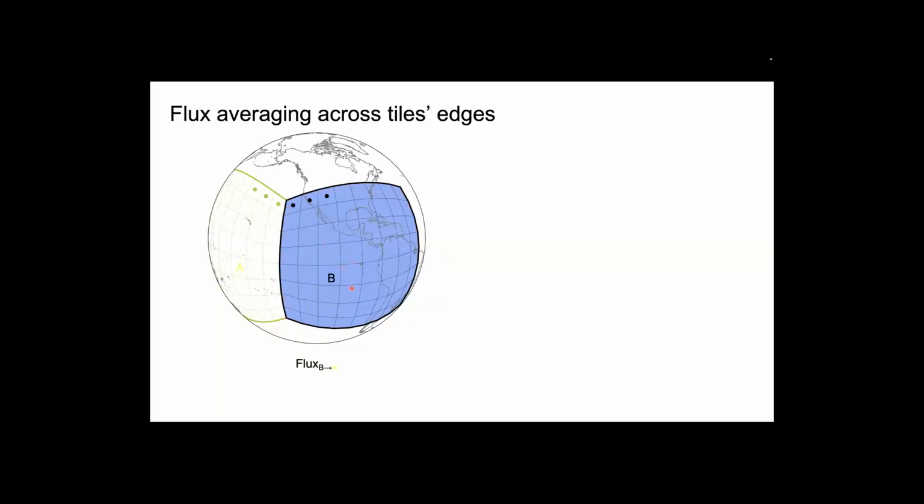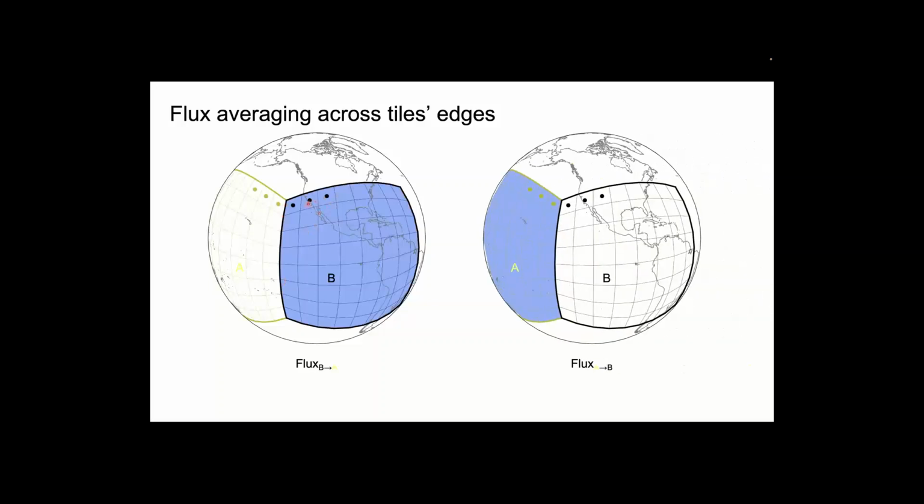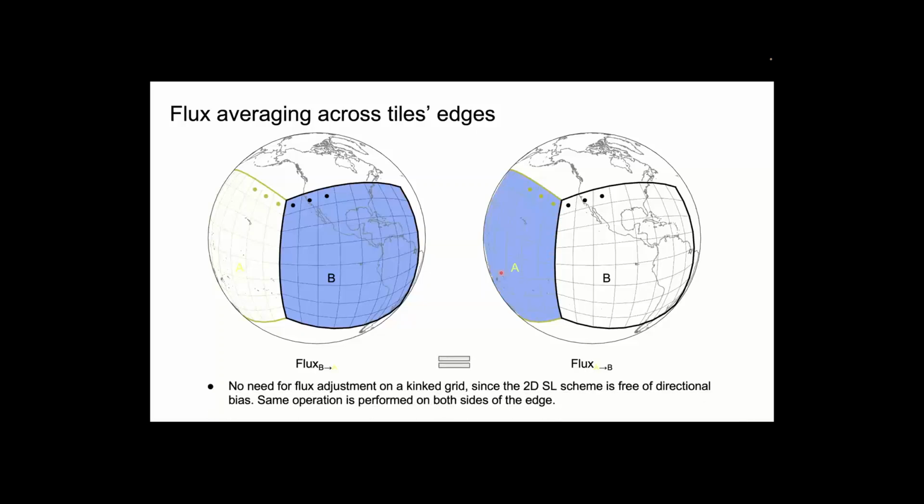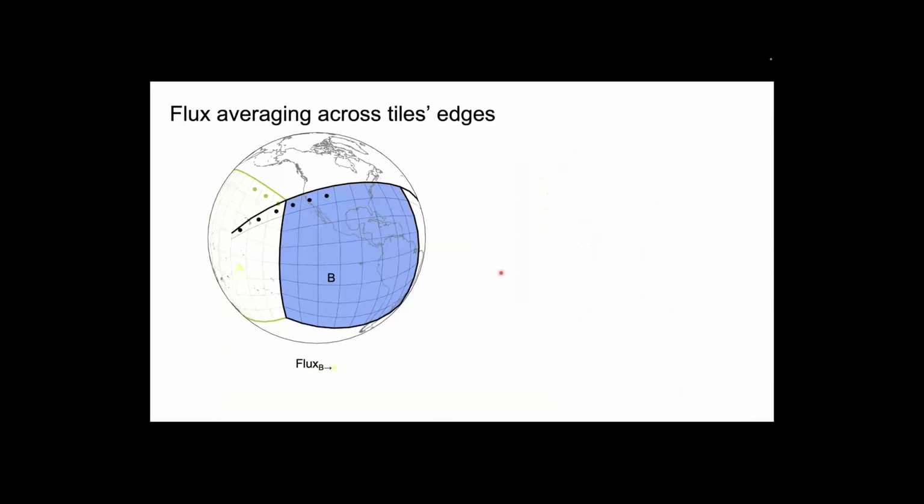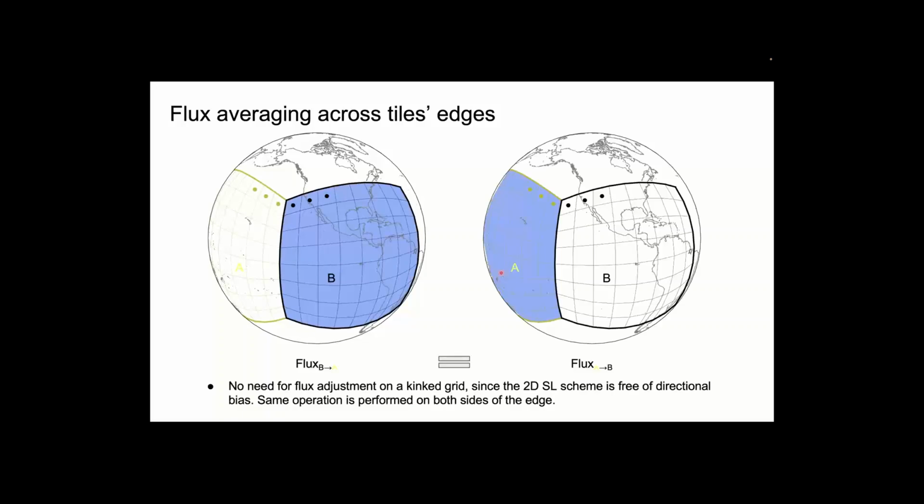So imagine we are here on tile B and we are trying to compute the fluxes from B to A. So we have these points here. If we take this one layer here and we have the data here from tile A. So on the kinked grid, we can compute the flux here from B to A using these points. If we are on this face here, we have exactly the same points from tile B, and since our advection scheme is free of directional bias, we get the same values when we compute the fluxes. So basically the fluxes here at the edges are the same. So we don't really have to do anything, and everything is basically conserved inherently in the code.